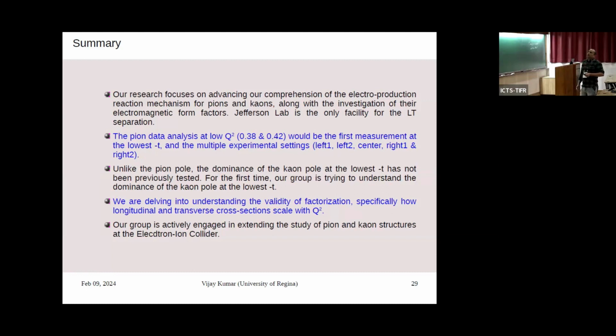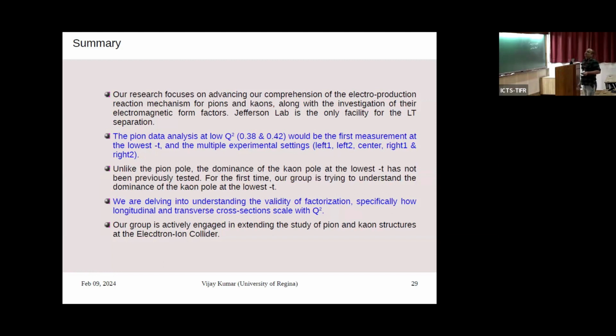We know the pion pole dominates the longitudinal cross section, but this has never been proved for the K1 pole. So we are working to understand whether the K1 pole dominates the longitudinal cross section similar to the pion pole. We are also delving into understanding the validity of factorization, specifically how the longitudinal and transverse cross sections scale with Q square.